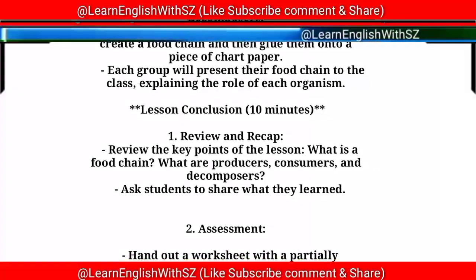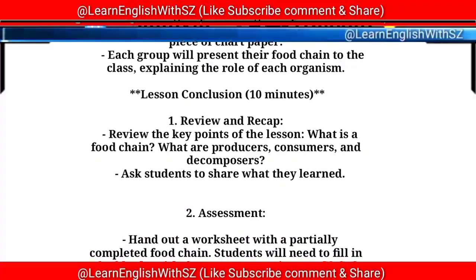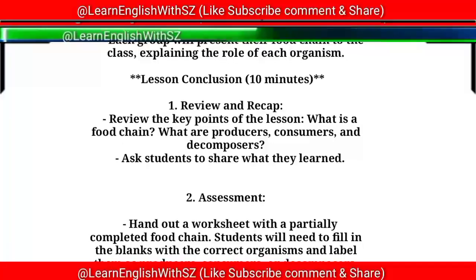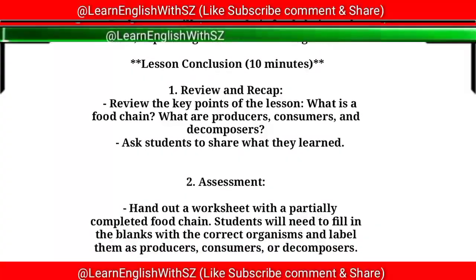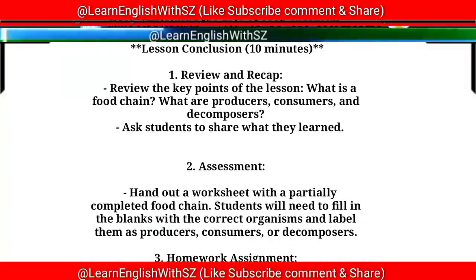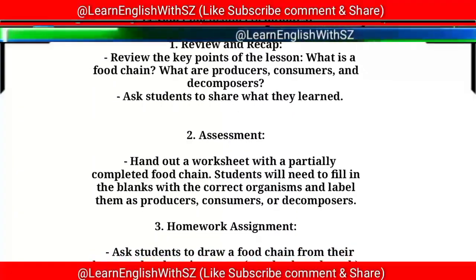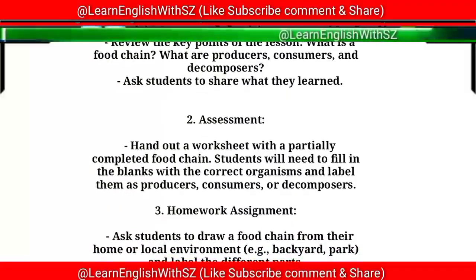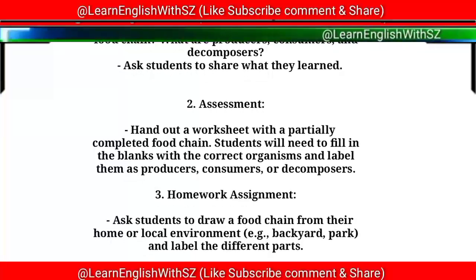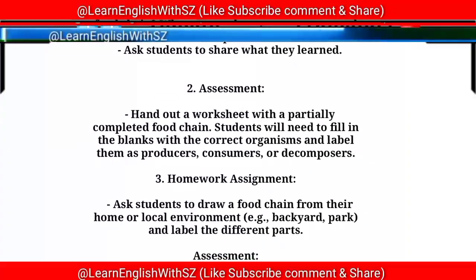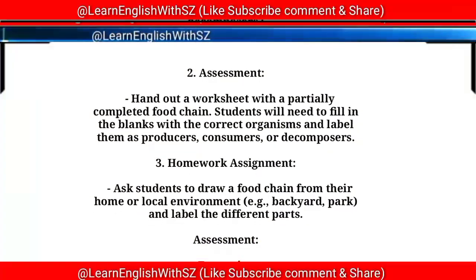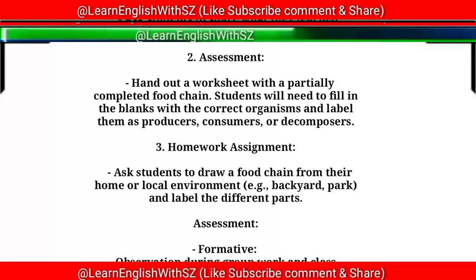2. Assessment. Hand out a worksheet with a partially completed food chain. Students will need to fill in the blanks with the correct organisms and label them as producers, consumers, or decomposers. 3. Homework assignment. Ask students to draw a food chain from their home or local environment, for example, backyard, park, and label the different parts.